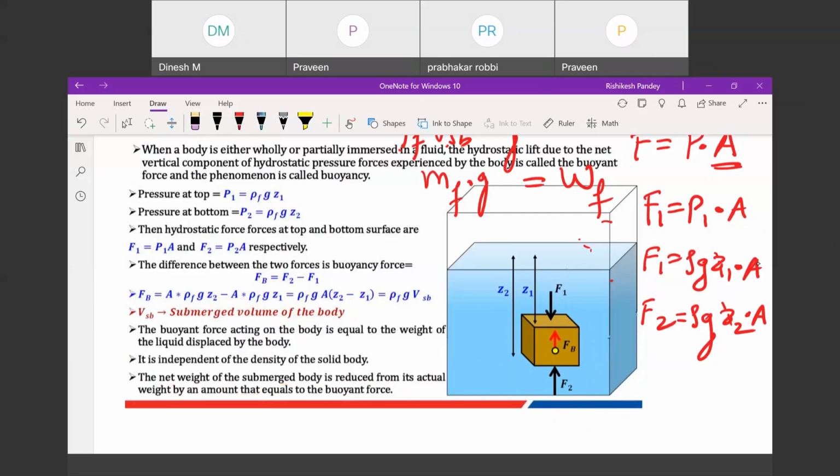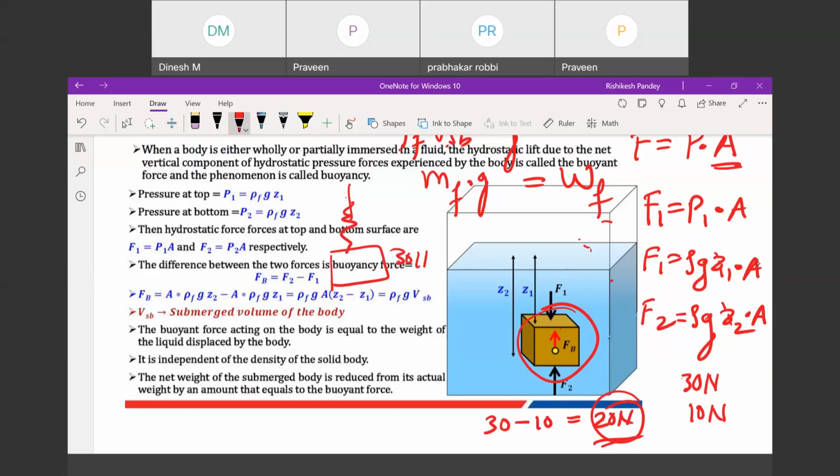So they can ask, let's say, the initial weight of the body is 30 Newton, and the buoyancy force is 10 Newton. Then what will be the weight of this body when it is submerged like this? What will be the apparent weight of the body? Then you can simply do 30 minus 10, so it will be 20 Newton. That will be the weight of the body inside this fluid. Or they can ask, when in air with a spring balance you measure the weight, it comes to 30 Newton. When you measure with the same spring inside the fluid, it shows 20 Newton. Why is the difference coming? The difference is coming because of this buoyancy force. Is it clear?